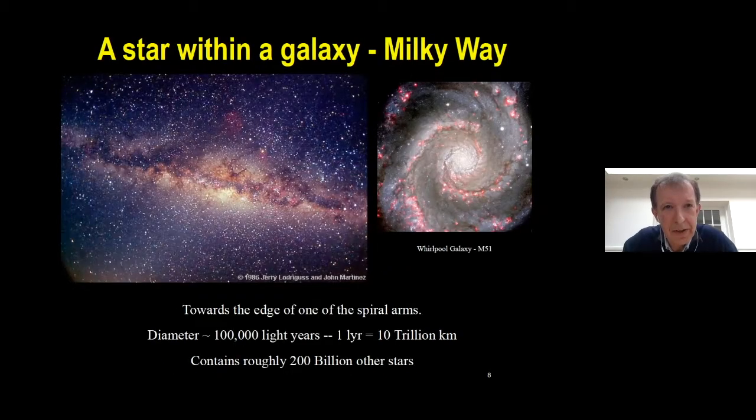So our sun, a star, is a star within our galaxy, and our galaxy, of course, is the Milky Way. And our Milky Way is a spiral galaxy, but we can't see the spirals because we live in it. And so up to the right of this image here, you see a different beautiful spiral galaxy, the Whirlpool Galaxy. We actually live towards the edge of one of the spiral arms, and the typical scales that we're now moving into, they're getting so big, we have to introduce some new units. And so we introduce the unit of a light year, the distance light travels in 1 year, which is about 10 trillion kilometers. And the typical diameter of the galaxy is about 100,000 light years. And a galaxy contains of order 200 billion other stars, typically.